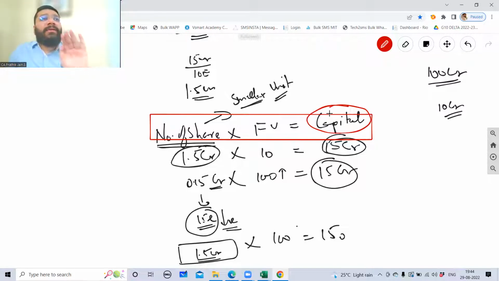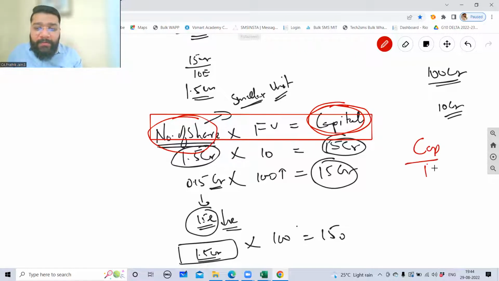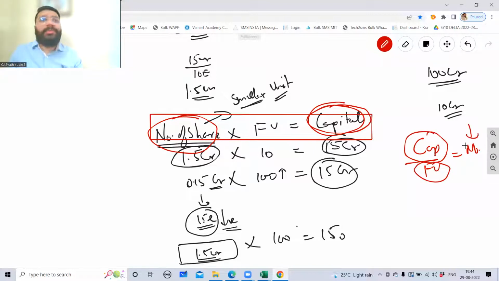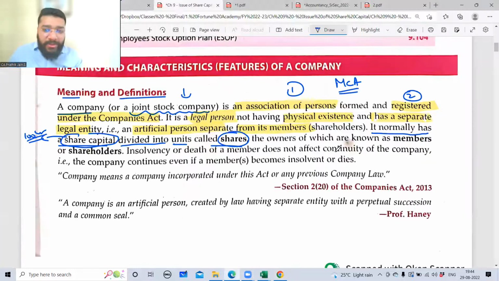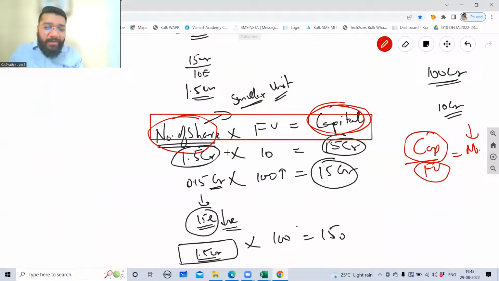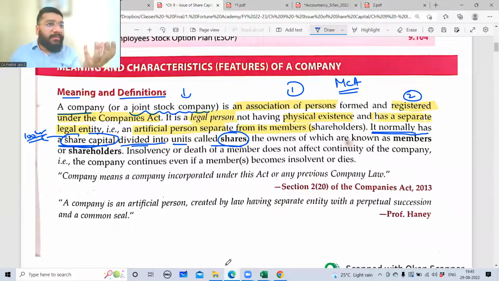This total capital, you're dividing into smaller parts, the number of shares. How did you get that? Capital divided by face value is equal to number of shares. So this total capital, you divided by something into smaller units. That's what is mentioned here: a share capital is normally divided into smaller units called shares. So this 1.5 crores, or 15 lakhs, whatever you're seeing here, is called shares.